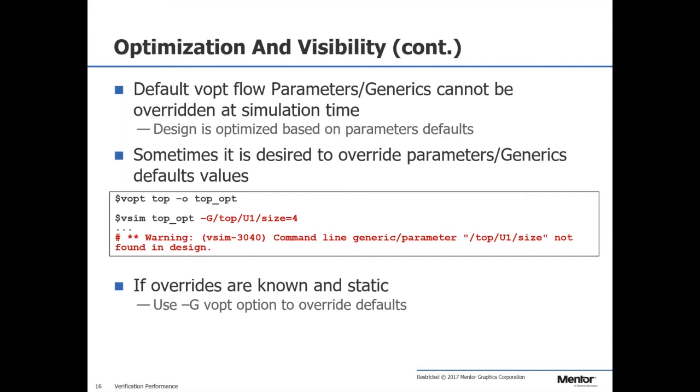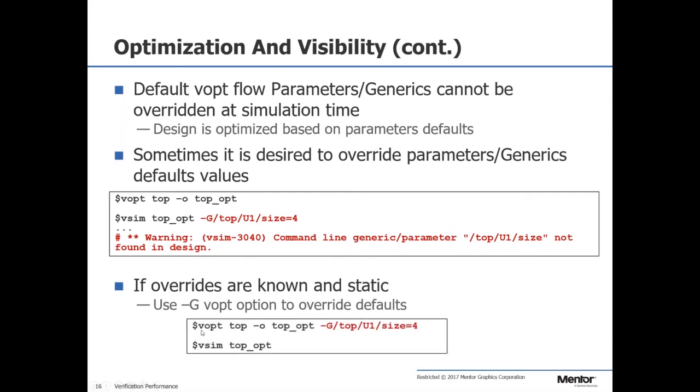You can either override the parameters when you create the optimization. So right here, I created vopt on top, I output top_opt, but then I set that parameter right here in the optimization, not in the simulation. And I might have said I want to call this top_opt4, because I set size 4 here. And then I say simulate and it goes. That's good if I'm testing a couple of different values.